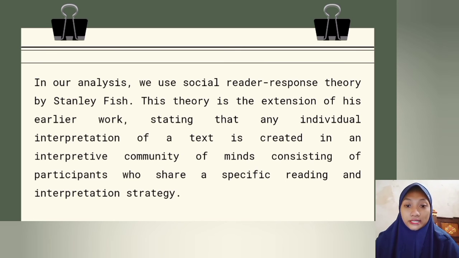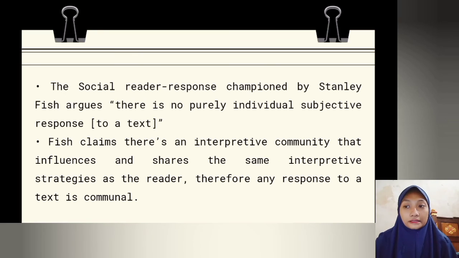Hello everyone, my name is Shinta Fitriya, my student number is 013. So I would like to continue the explanation. In our analysis, we use social reader response theory by Stanley Fish. This theory is the extension of his earlier work, stating that any individual interpretation of a text is created in an interpretive community of minds consisting of participants who share a specific reading and interpretation strategy. And the social reader response, championed by Stanley Fish, argues that there is no purely individual subjective response. And Fish claims there's an interpretive community that influences and shares the same interpretive strategies as the reader. Therefore, any response to a text is communal.